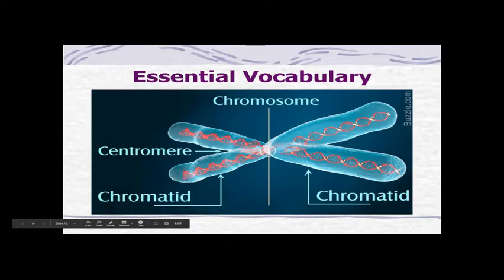So here's just a diagram that's showing an overall chromosome. The centromere would be in the center, and we've got the chromatids on each side of our X-shaped chromosome.